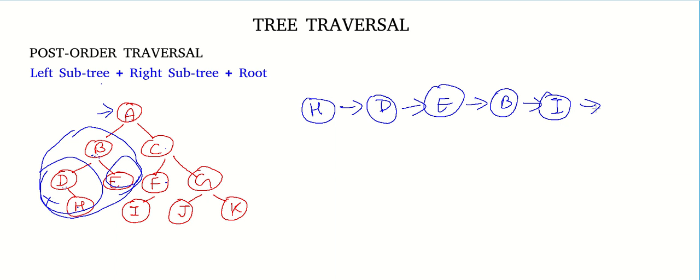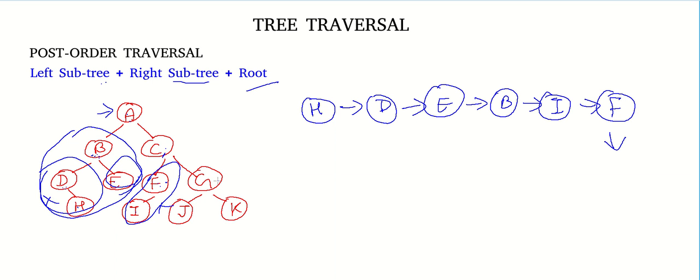As you can see, I is the last one, so we can traverse it. After I, there is no right subtree, so we can go to F, which is the root node. So we will visit F. Now as you can see, the left subtree of C is completely visited. Now we visit the right subtree of C, that is J, G, K.